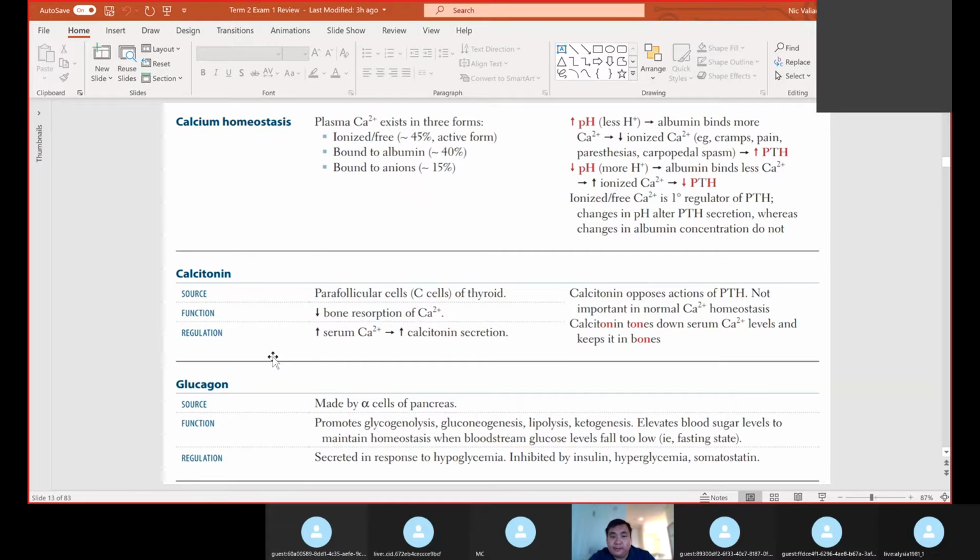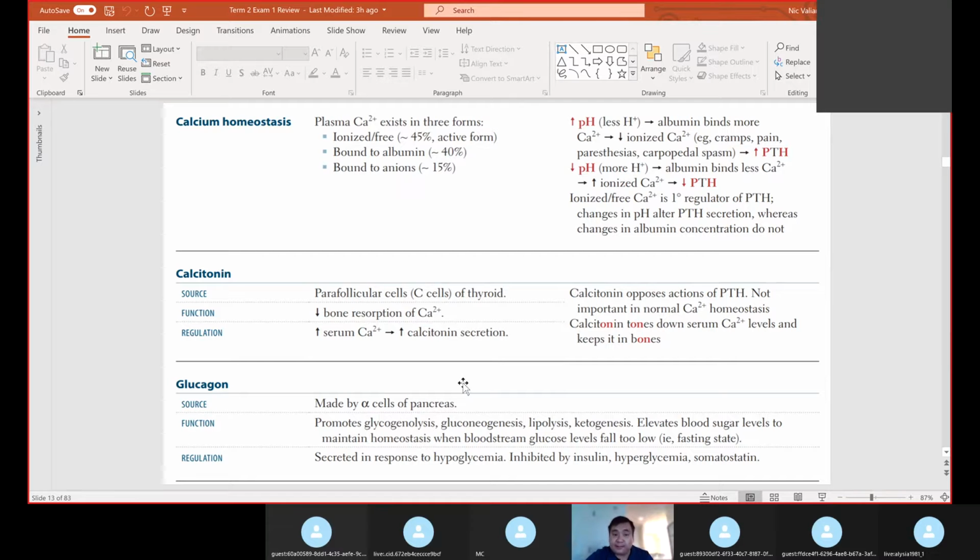Glucagon. More of this in your next exam. Insulin and glucagon are made by the pancreas, glucagon by the alpha cells. What does glucagon do? Think about catabolic reactions: glycogenolysis, lipolysis, ketogenesis. When you're starving, you can have an increase in glucagon secretion. So it elevates your blood sugar levels to maintain what? Homeostasis, when your bloodstream glucose level falls. Why? Because of the brain. The brain only needs sugar for energy. It can tolerate ketones, but mainly sugar.